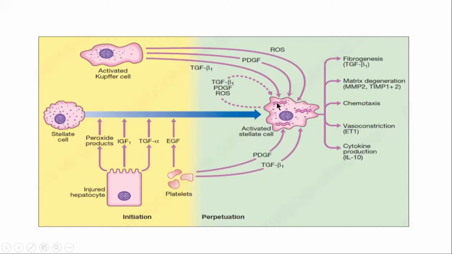When it is activated, this is called then myofibroblast, which then can perpetuate their action, secreting cytokines, and also the cytokines cause fibrogenesis. Some cytokines cause matrix degradation, such as matrix metalloproteinase, but matrix metalloproteinase action is inhibited by tissue inhibitor of matrix metalloproteinase 1 and 2. Chemotactic substance is also secreted, which causes chemotaxis, vasoconstriction by endothelin 1, and cytokine production, interleukin 10.